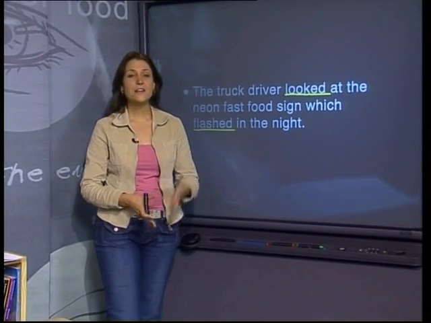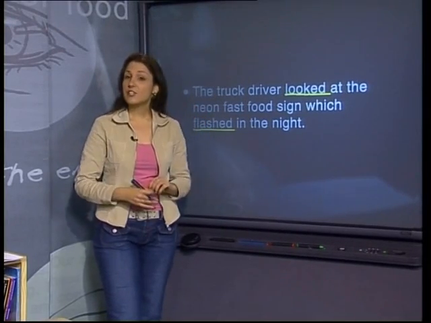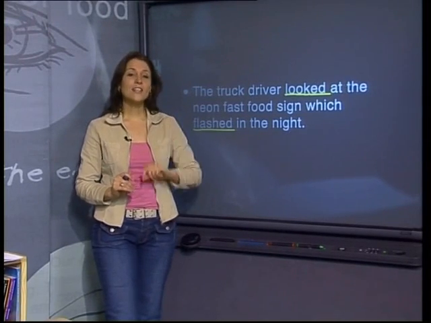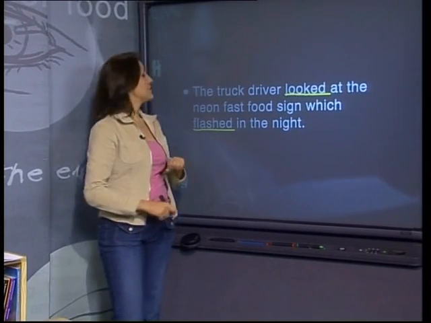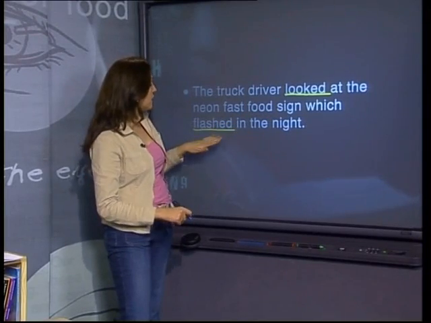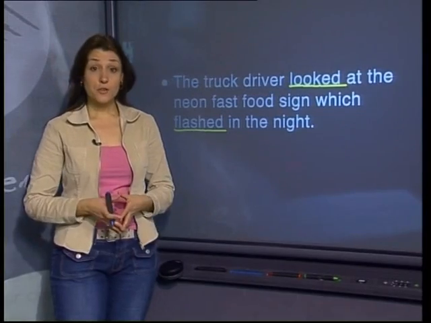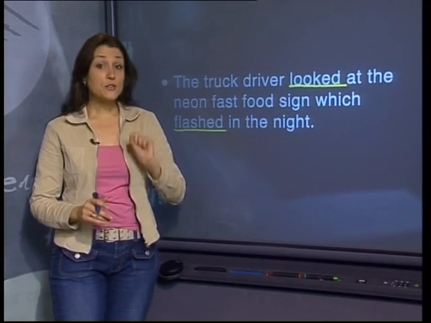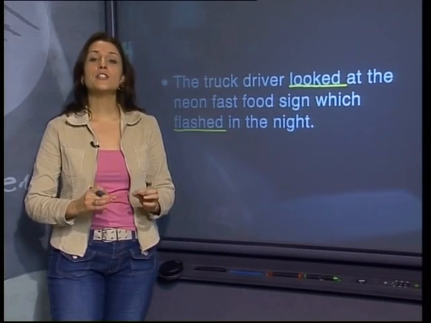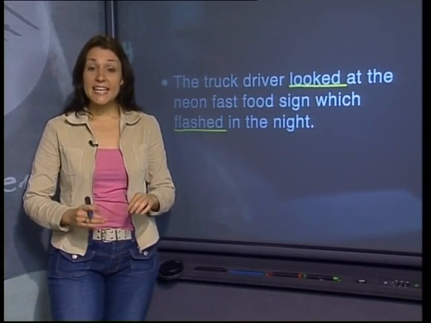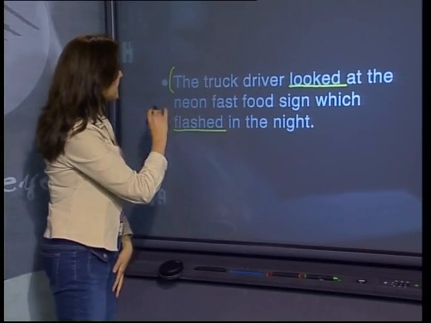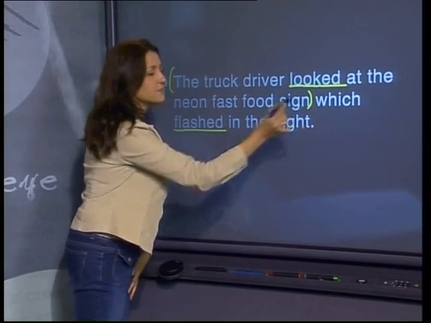Okay, let's give ourselves a pat on the back. We've covered adjectival clauses. But before we sit back and chill out, let's take one last look. Here is a sentence. The truck driver looked at the neon fast food sign which flashed in the night. The finite verbs have been underlined. Two finite verbs show there will be two clauses. One of them is going to be the main clause. It is clear that the main clause is, the truck driver looked at the neon fast food sign.